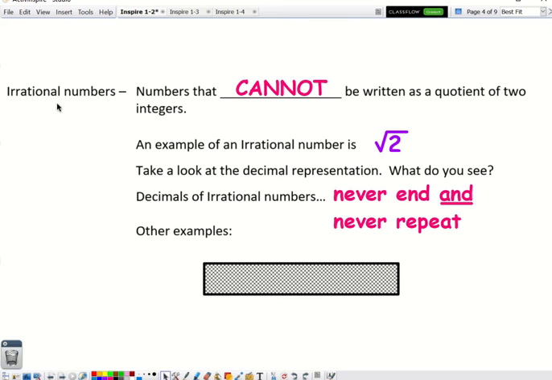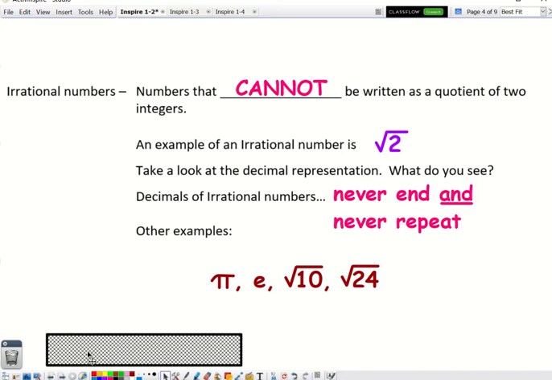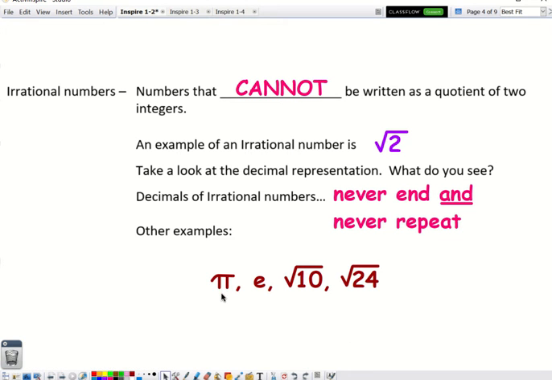Other examples of irrational numbers. Can you think of any other ones? Well, pi, maybe you thought of pi. Pi is an irrational number. Remember, 3.1415, and it goes off forever. So don't forget that pi is an irrational number. We use this symbol, but it's a number. It's an irrational number, but it's a number. Let's lock that down.